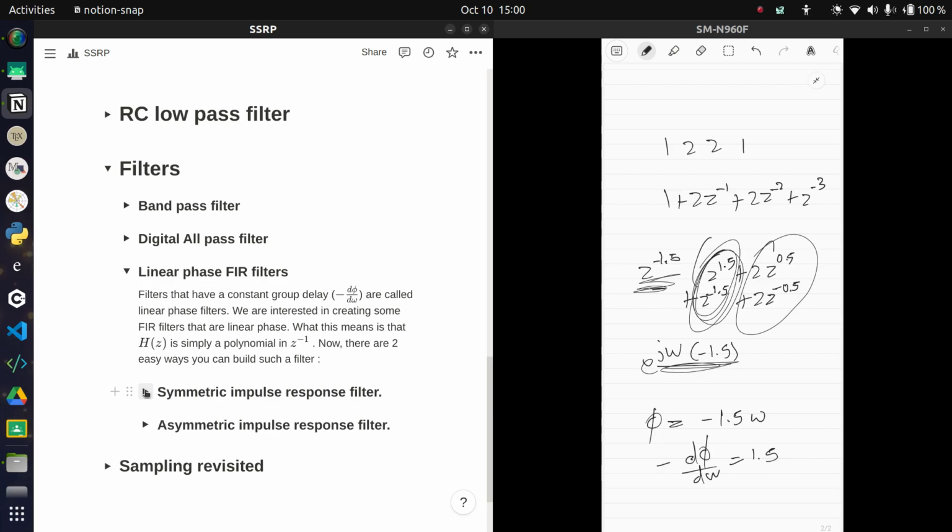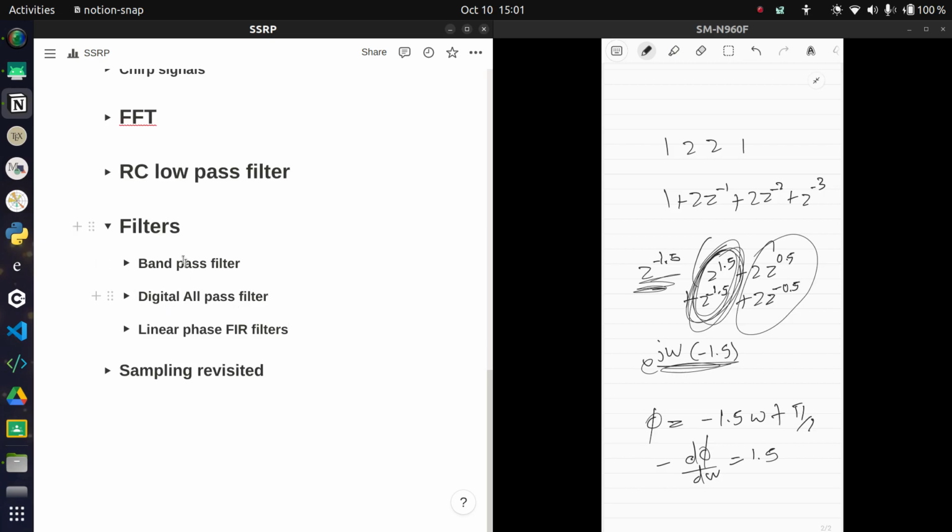You can do it for odd length or even length. There's also the asymmetric impulse response, where instead of these pairs adding up to real numbers, they add up to j times some real number, mainly the imaginary part multiplied by j. So you just have an extra factor of pi by 2, so phi is the same thing but plus pi by 2. And that's how you build linear phase FIR filters.